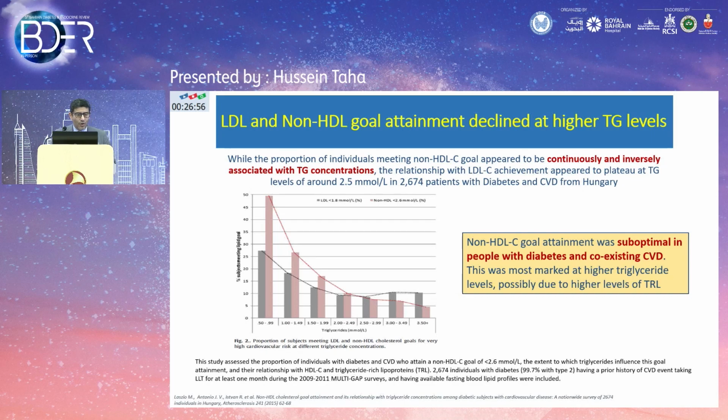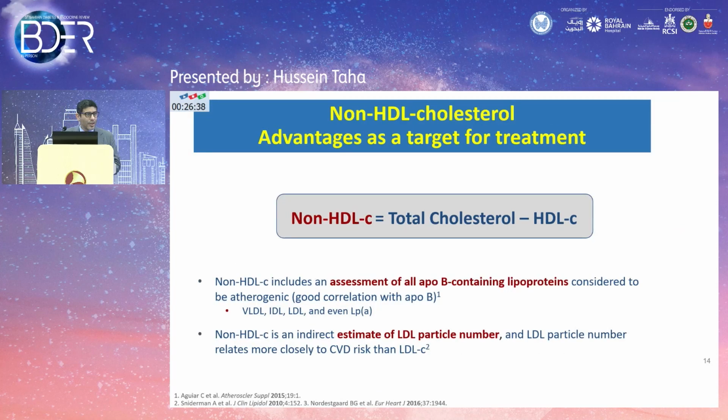In many studies, if triglyceride is high, more than 2.5 millimole, you will not attain the LDL or non-HDL target. So you have to think of triglyceride or hypertriglyceridemia. What is non-HDL? It is simple. It is total cholesterol minus HDL cholesterol, and it represents all the atherogenic lipoproteins, like low density, intermediate density, ApoB, and so on.